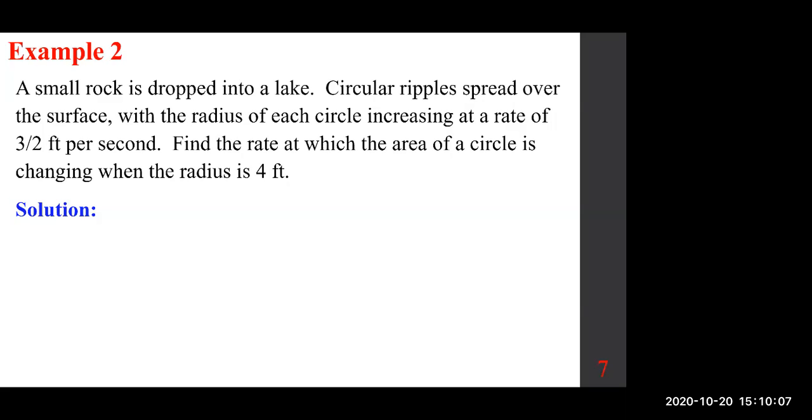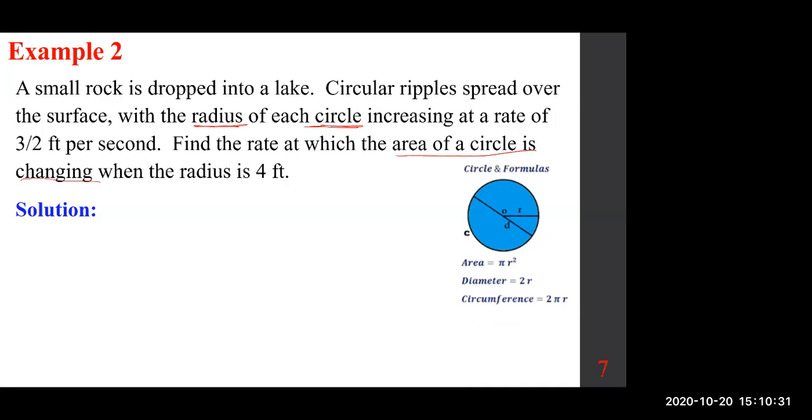So what do we need to understand? Quickly as we read, we see the radius and circle. All right. So the radius is increasing at the rate of 3/2 feet per second. We want to find the rate at which the area is changing. The area is changing. That means we need to relate the two. And so the very first thing is some basic information from geometry. A equals pi r squared for a circle. D equals 2r. C equals 2 pi r. And of course, we need the area.